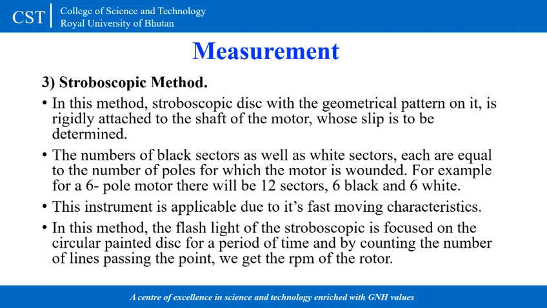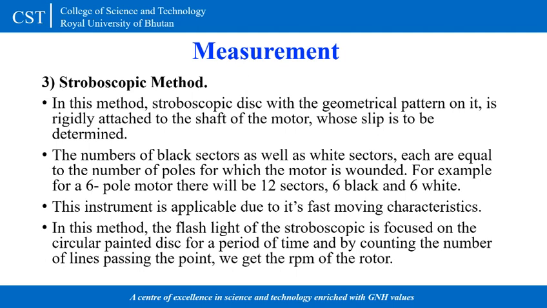The number of black sectors as well as white sectors, each, is equal to the number of poles for which the motor is wound. For example, for a 6-pole motor there will be 12 sectors, that is, 6 black and 6 white. This instrument is applicable due to its fast-moving characteristics. In this method, the flashlight of the stroboscope is focused on the circular painted disc for a period of time, and by counting the number of lines passing the point, we get the RPM of the rotor.